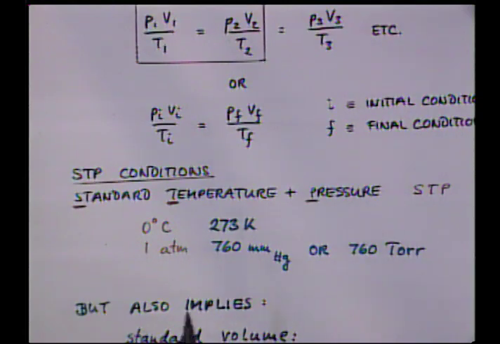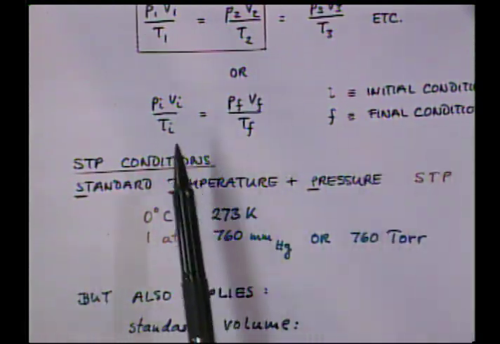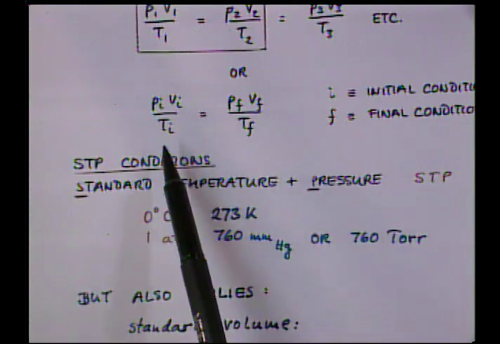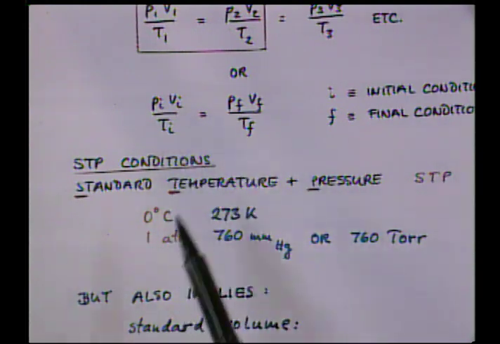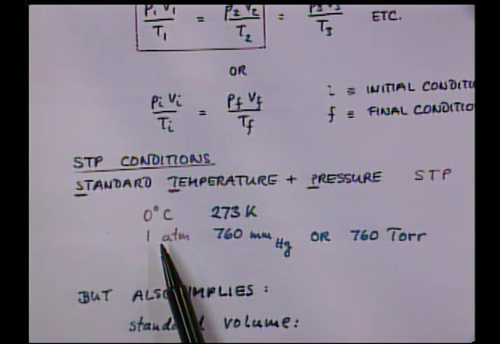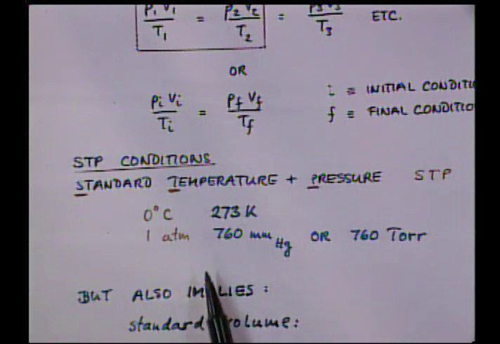Before we close, I'd like to say, if we go from one set of conditions to another set of conditions, initial and final conditions, STP, quickly already mentioned, 0 degrees is 273 K in 1 atmosphere, which is 760 millimeters mercury or 1 atmosphere.